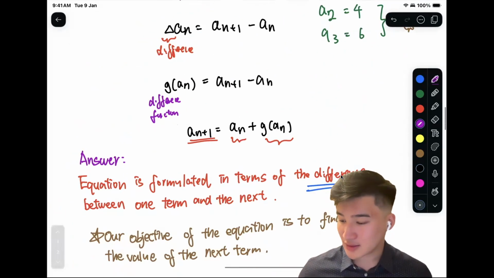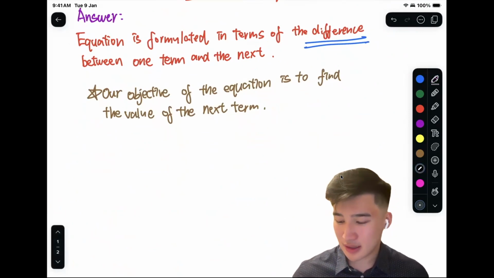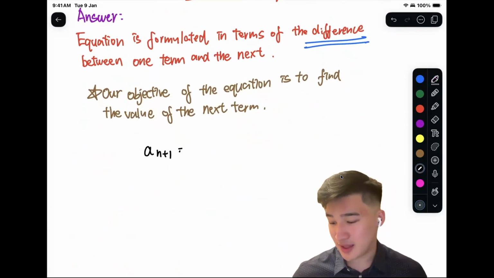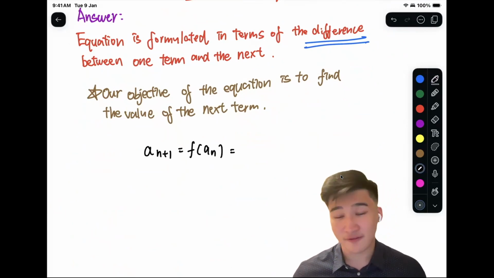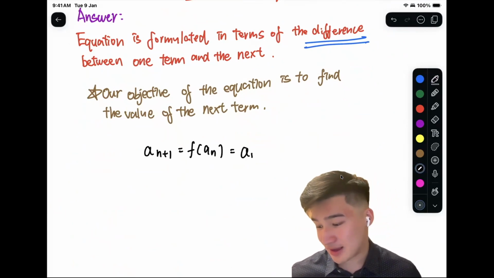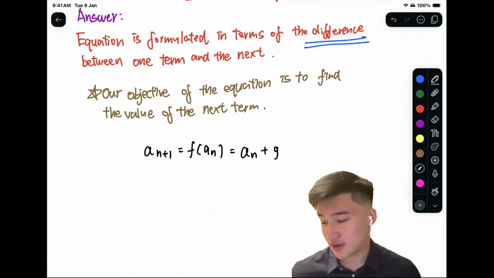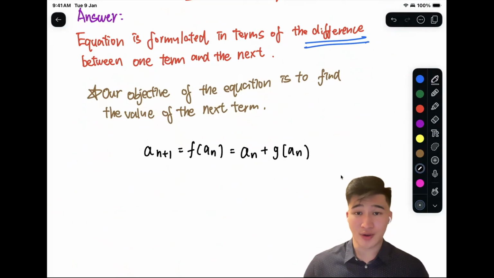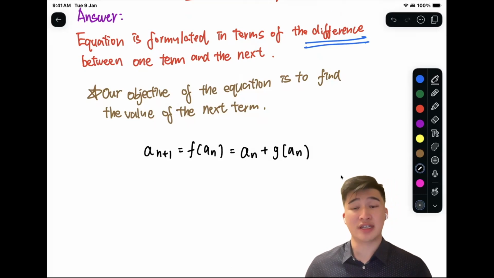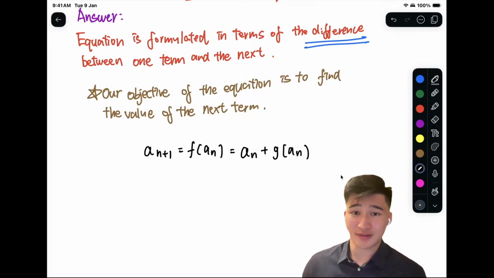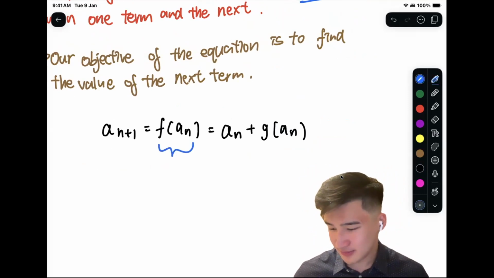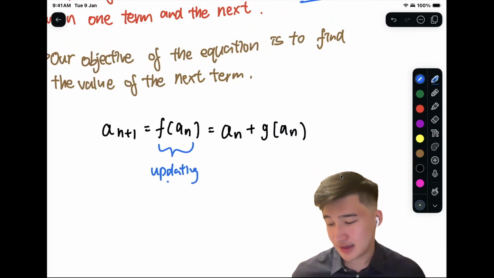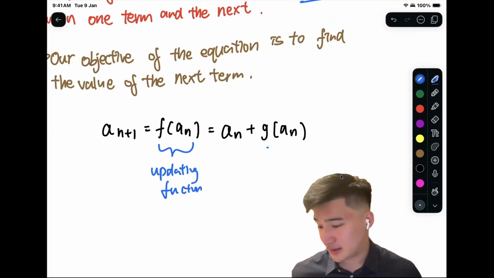So, as a matter of fact, we can change the whole thing to this. a(n+1) is going to be equal to f(a(n)), which is our updating function, and our updating function is actually equal to a(n) plus our difference function. That's super important to know as we go more in depth into discrete time models, etc. And we're going to be heavily reliant on this formula. Before moving on, let me quickly define them again. F we call the updating function, and G we call the difference function.